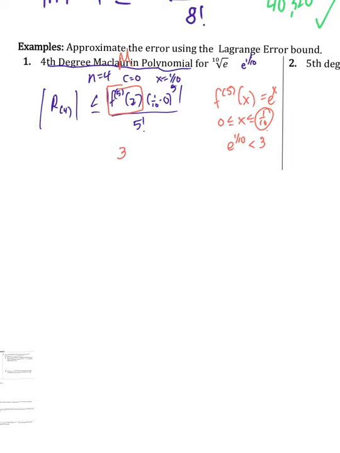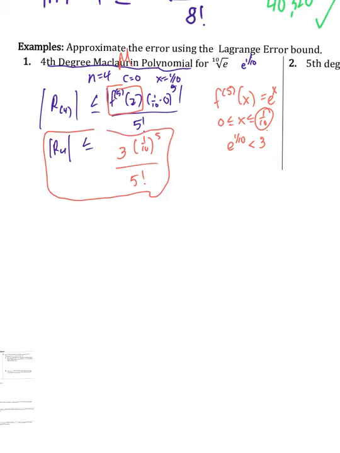So we can say that the absolute value of the error, or the remainder, is less than or equal to 3 times 1/10 to the fifth power over 5 factorial. And we really don't have any reason to simplify that. So we're identifying what we're given in the problem. We're setting up the remainder using Lagrange error bound. We're identifying what our M is, and then we're simplifying as needed. So let's go ahead and look at number 2.